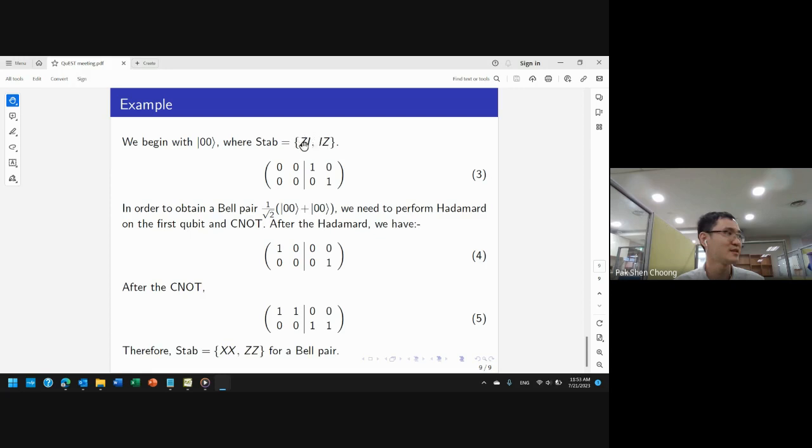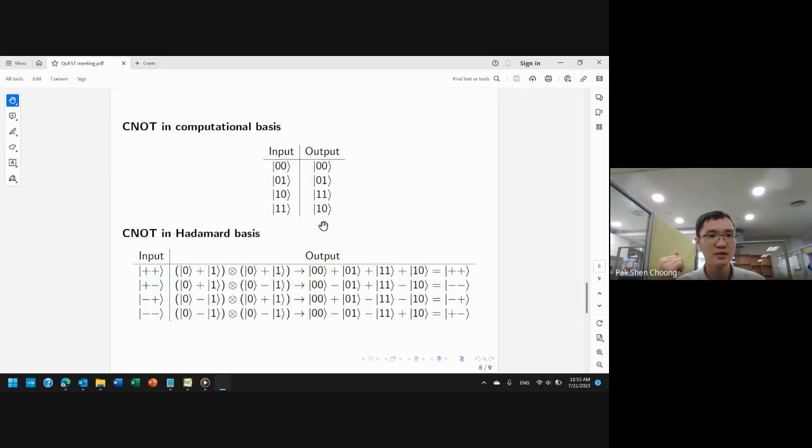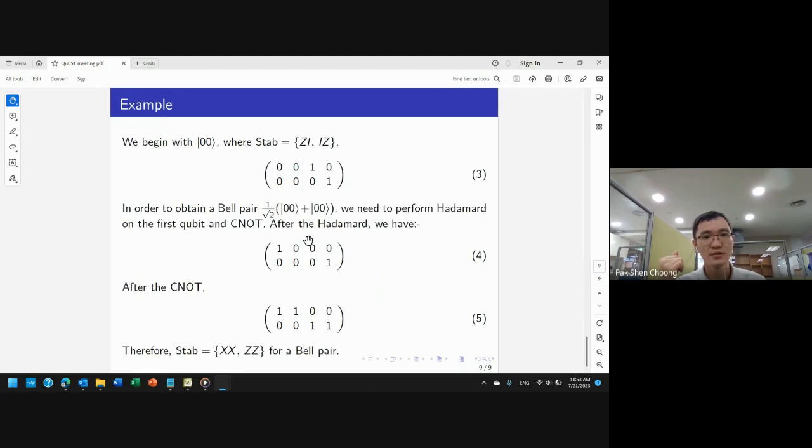Because there's no X, your X matrix is 0, and then your Z matrix is basically 1, 0, and 0, 1. So if, let's say, we want to get a Bell pair, we first need to perform a Hadamard gate on the first qubit, and then CNOT from the first qubit to the second qubit. If we do the Hadamard, Hadamard is essentially swapping. So I swap the first column of your Z matrix to the first column of your X matrix. So it becomes like this.